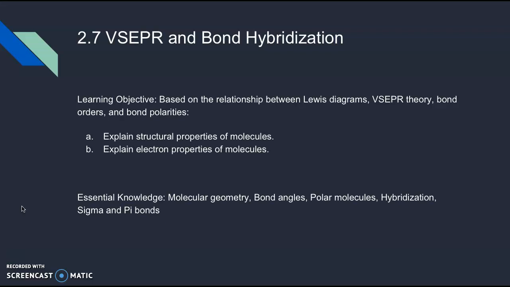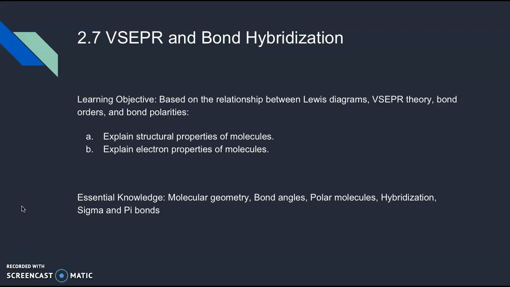The learning objective is based on the relationship between Lewis diagrams, VSEPR theory, bond orders, and bond polarity. A, explain structural properties of molecules, and B, explain electron properties of molecules. VSEPR stands for valence shell electron pair repulsion, and it deals with the different shapes of molecules. The essential knowledge is molecular geometry, bond angles, polar molecules, hybridization, and sigma and pi bonds.